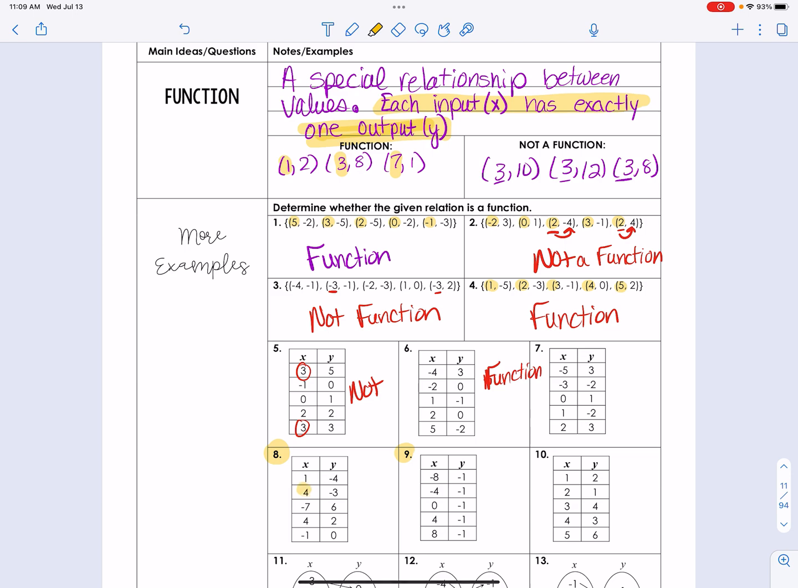Okay, 8. Red flag, 4 and 4 go to 2 different answers, so this is not a function. And on number 9, I'm golden. They're all different, so it is a function.